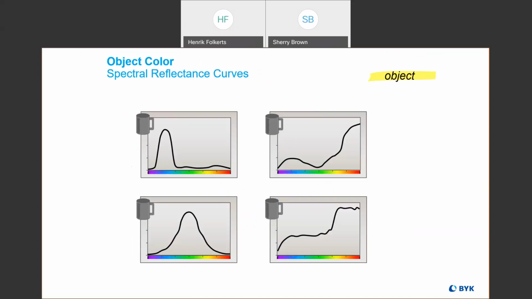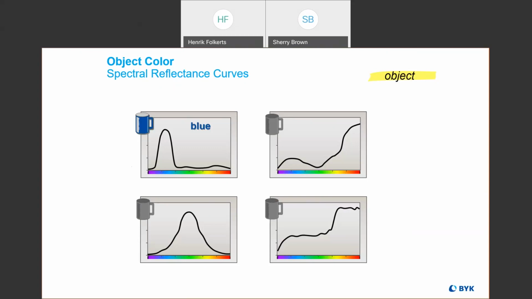So when we measure color, what we end up with is what we call a spectral reflectance curve. This is the raw data, the primary data that is collected by a color instrument. Again, it just tells us how much of each wavelength is reflected by an object and how much is absorbed. So here at the top left, we have a lot of reflection in the blue range and very little reflection anywhere else. So this is a blue color.